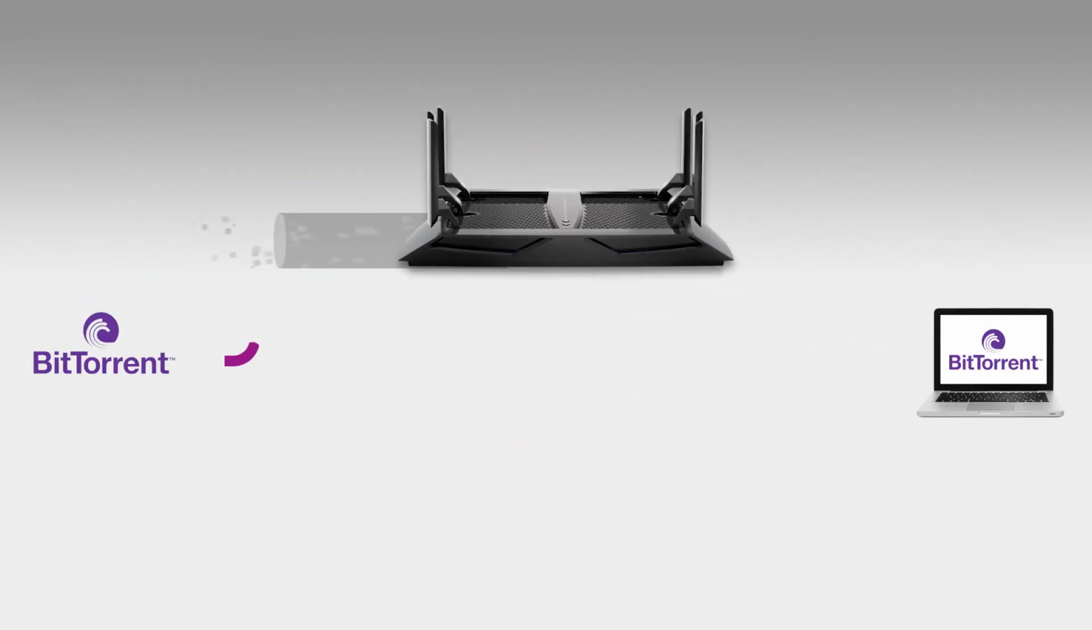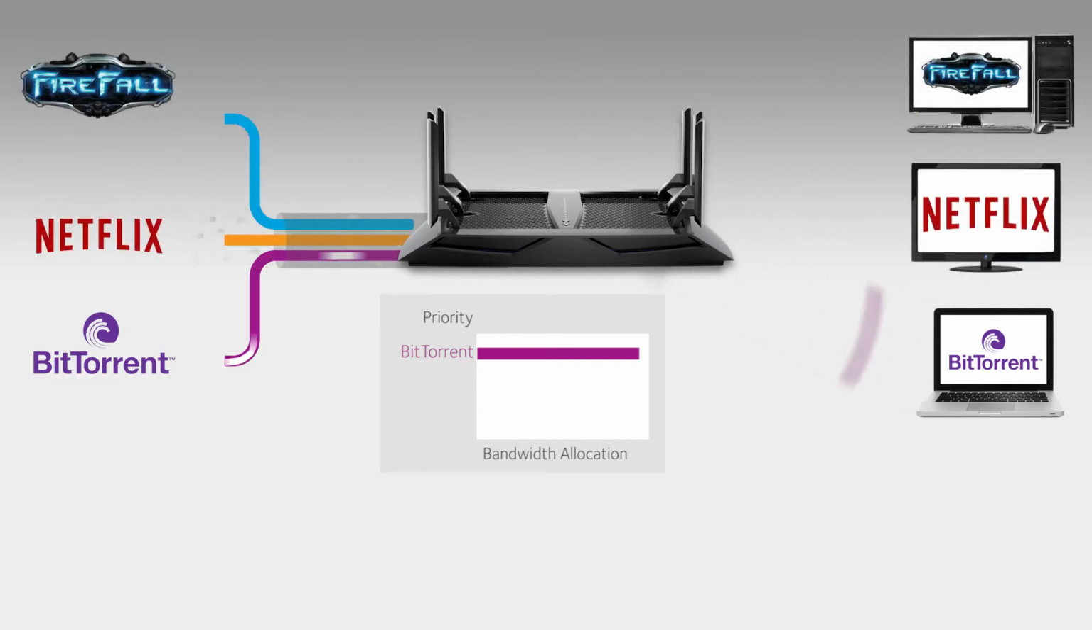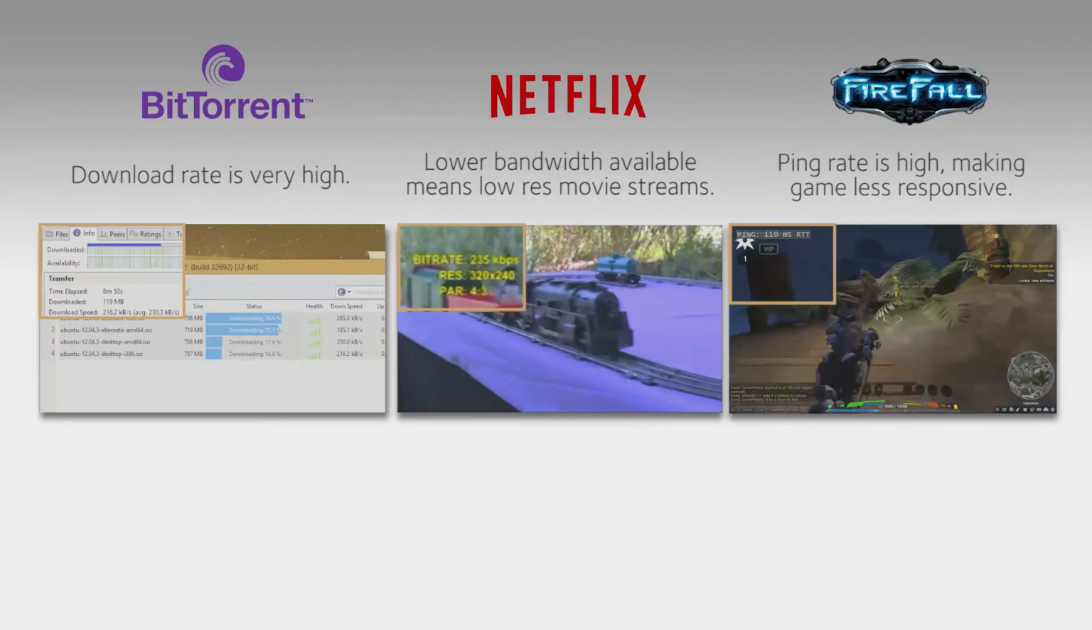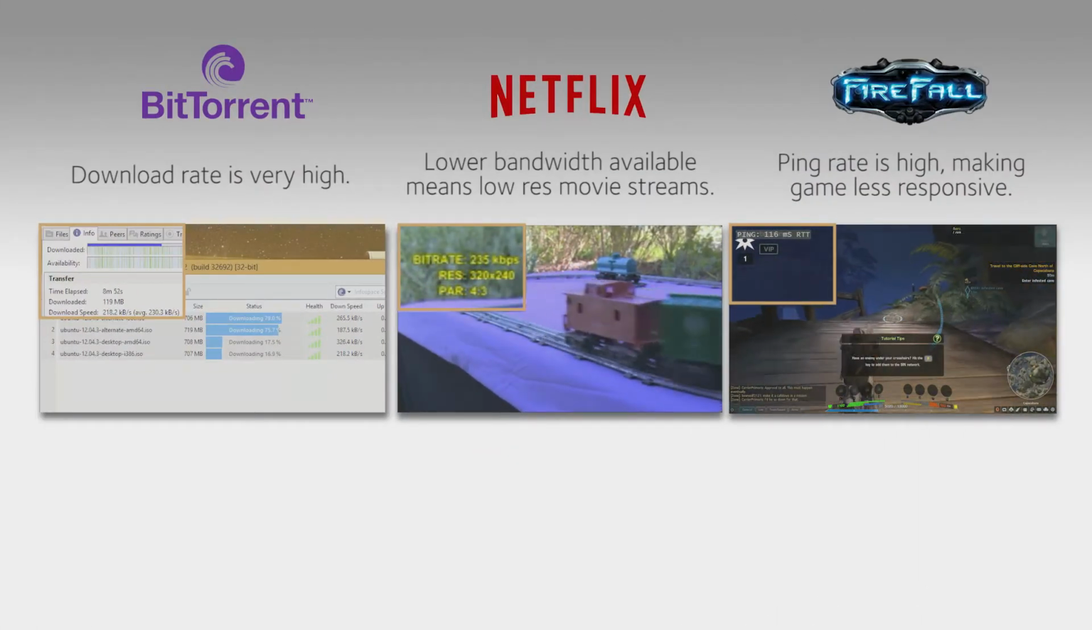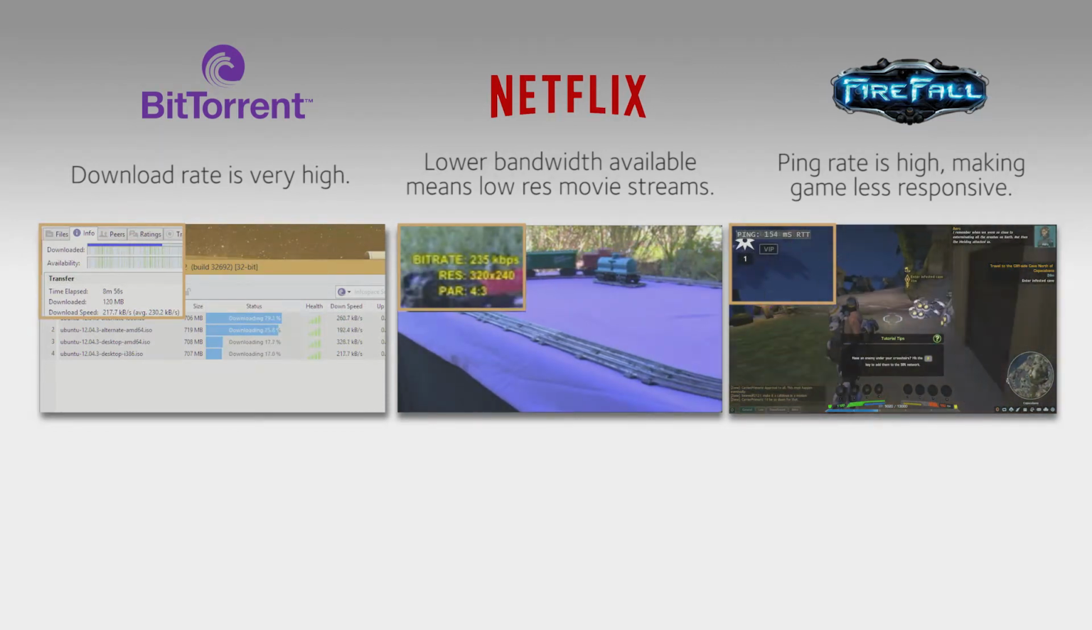With no QoS enabled, the X6 router simply allocates bandwidth on a first-come, first-served basis. This can greatly affect the user experience when lots of new apps and devices connect. With the majority of the bandwidth taken up by a BitTorrent download, Netflix viewing and online gaming suffer.